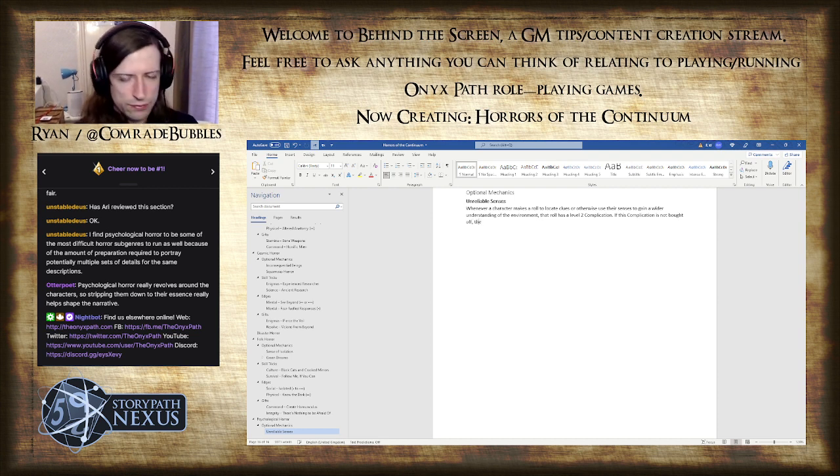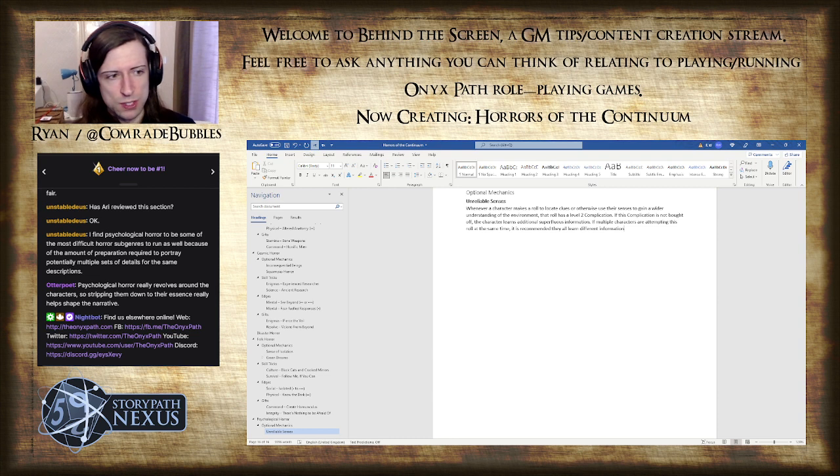If this complication is not bought off, the character learns additional superfluous information in the form. You know what? I'll have a rider. If multiple characters are attempting this roll at the same time, it is recommended they all learn different information, because they're experiencing different things because of the nature of what's going on.